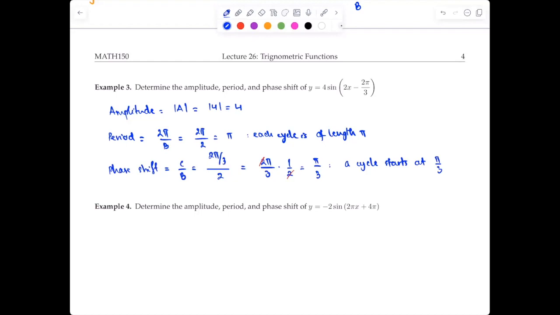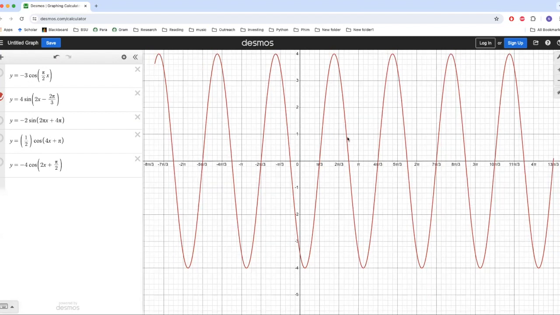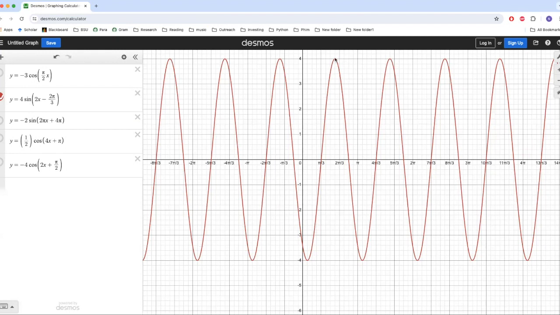Okay. Let me show you the decimals graph of the function. So this is the graph of the function y equals 4 times sine of (2x minus 2 pi over 3). So again, the amplitude is equal to 4. When you look at this graph, the highest point of the graph is positive 4, and the lowest point of the graph is negative 4.